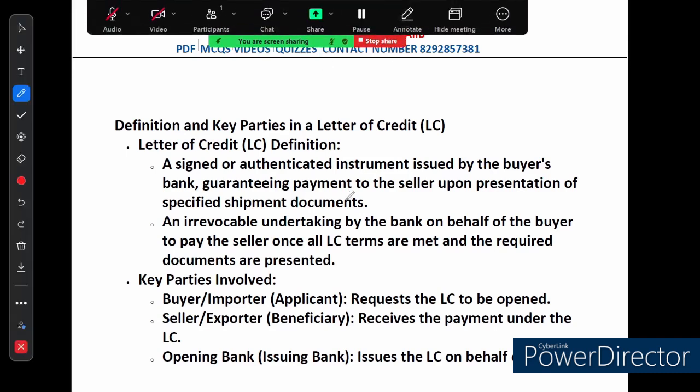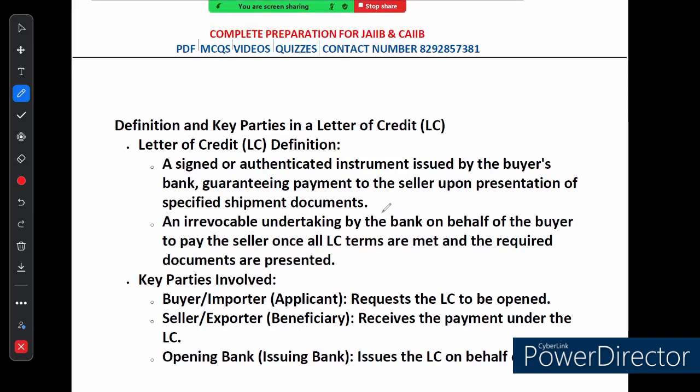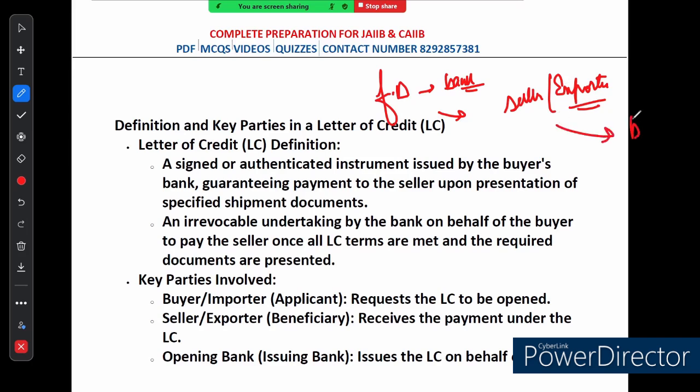In simple words, a letter of credit or LC is a financial document issued by a bank. It acts like a promise to pay the seller. When I say seller, I mean exporter also, right? So the bank promises to pay the seller or exporter on behalf of the buyer, or importer, you can say, once certain conditions are met. These conditions usually involve the seller providing specific shipment documents proving that the goods have been shipped as agreed, right?